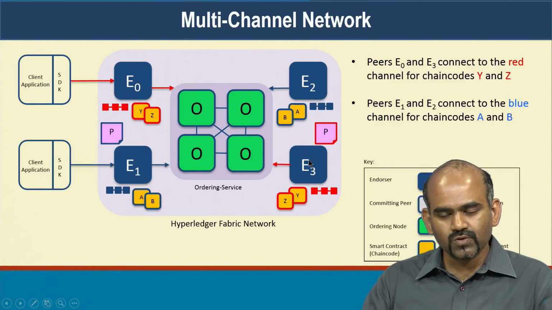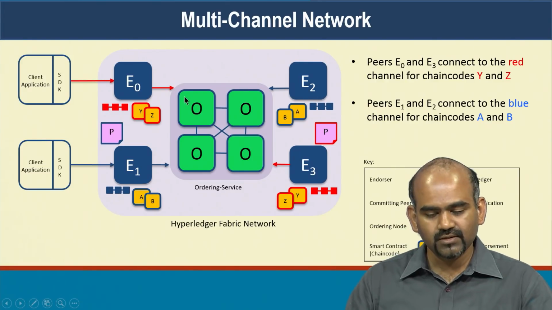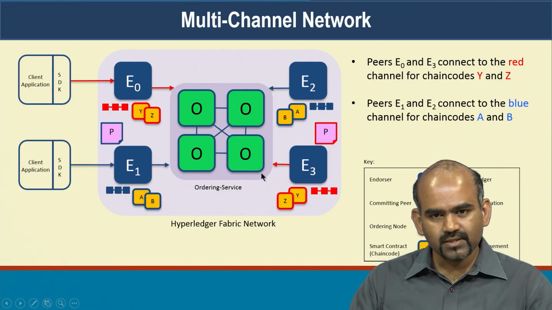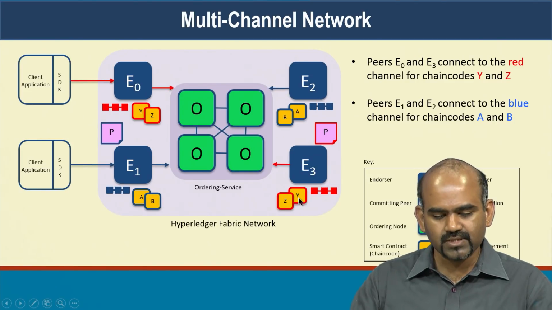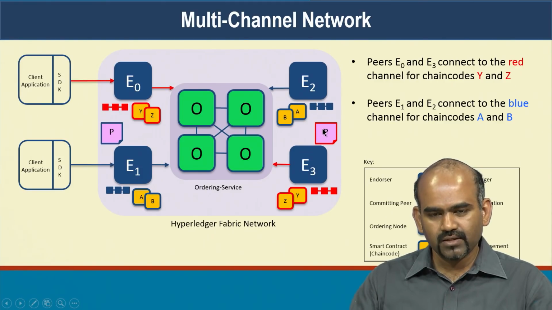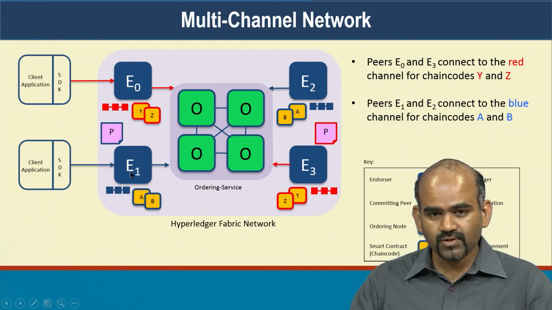And the ordering for the 2 channels is kept separate. So the transactions on one channel are only ordered for that channel. The transactions on the other channel are kept separate. Now the endorsement policies on these 2 channels can also be different or the same. Right? It's up to you, and it's on a per smart contract basis. For the smart contract Y on the red channel, I can define a particular endorsement policy. For the smart contract A on the blue channel, I can define a different endorsement policy if I choose to. It's also possible that E1, for instance, is common to both channels. So you can also have a scenario where E0, E1 and E3 are part of the red channel, and E1 and E2 are part of the blue channel.